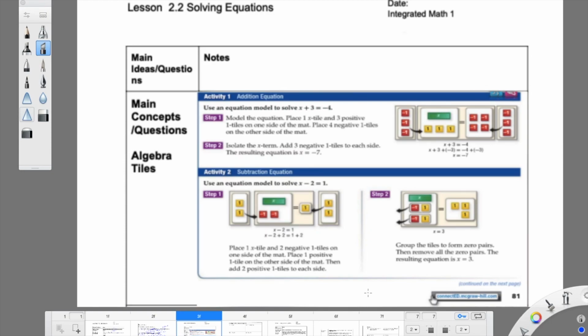Welcome to Chapter 2, Section 2 for IM1 called Solving Equations. So we've already kind of solved some equations. I believe it was the end of Chapter 1 where we were solving some of the equations.